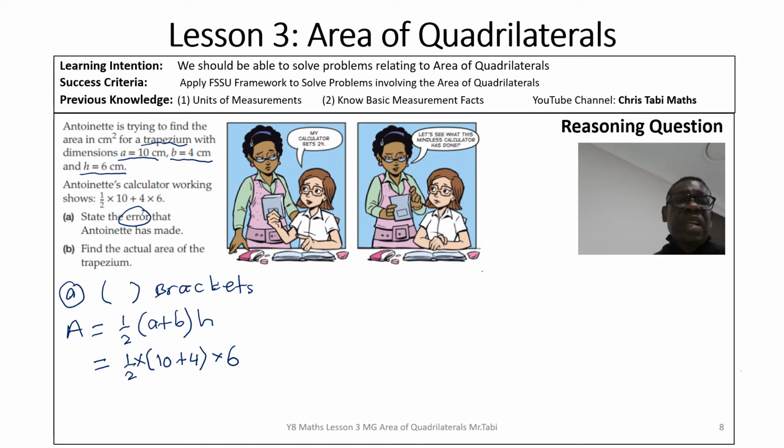Now, if I continue with this to solve for the B part, so find the actual area, well, this would be equal to half times 14 times 6. Of course, we know that 2 will go into 2 one time, will go into 14 7 times, and 6 times 7 is 42. So A equals 42. And the units in this case will be square centimeters because they're in centimeters, square centimeters.